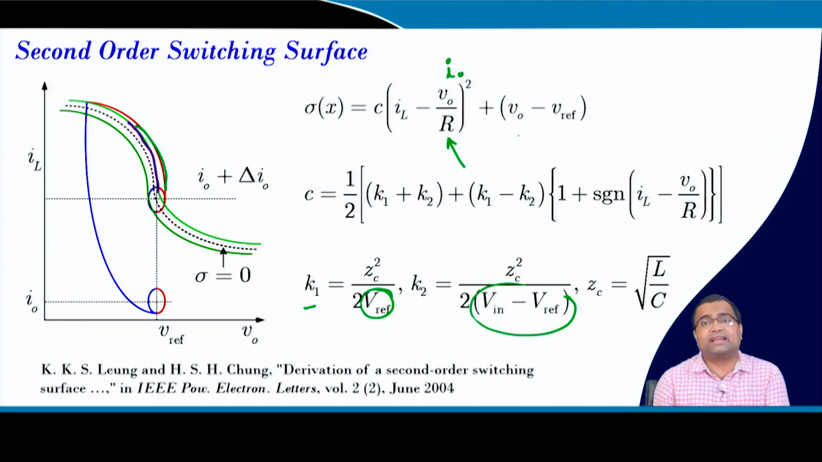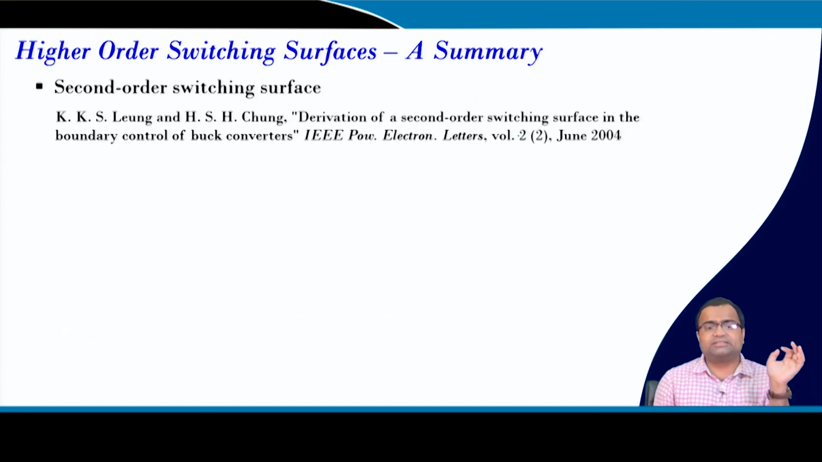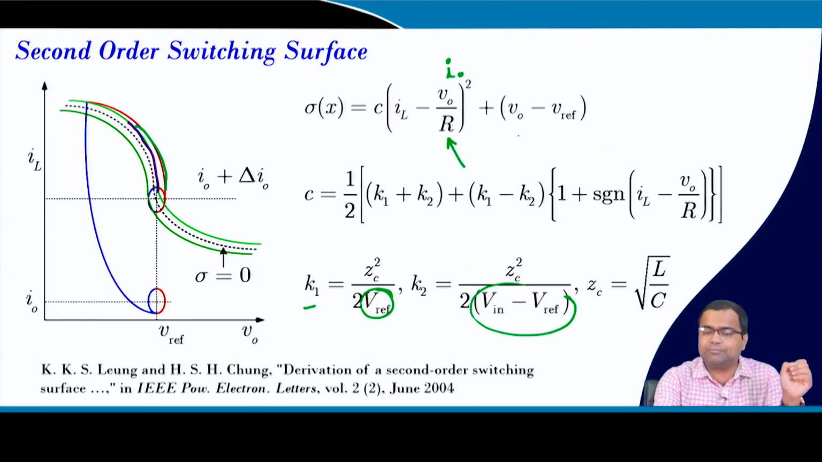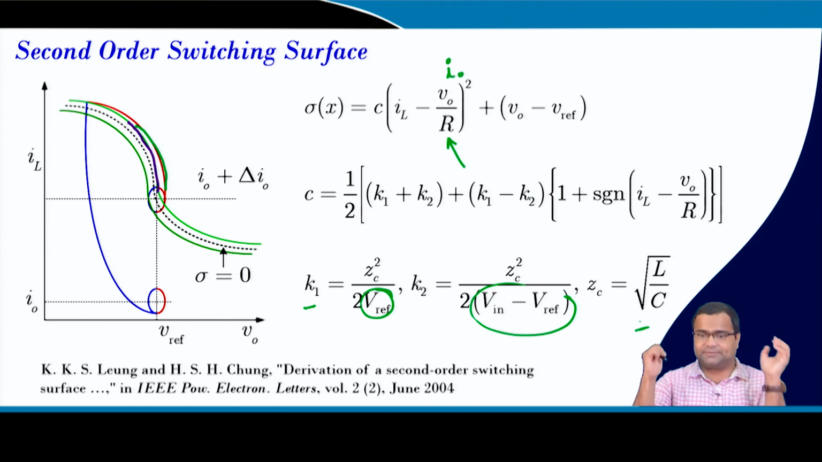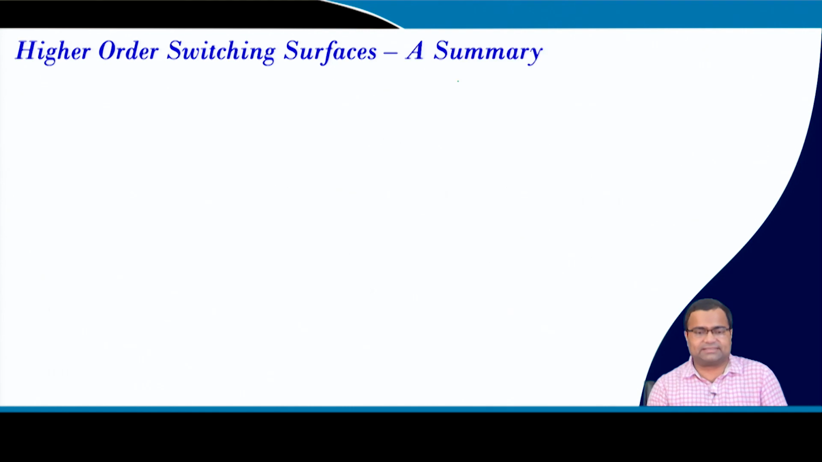So, this second order switching surface can achieve close to optimal performance. Here also you need to sense the load current. Second order switching surface can go close to optimal performance for a given parameter, which depends on the input and output voltages and characteristic impedance, and this is generally set from the design. But the implementation requires load current in this case.